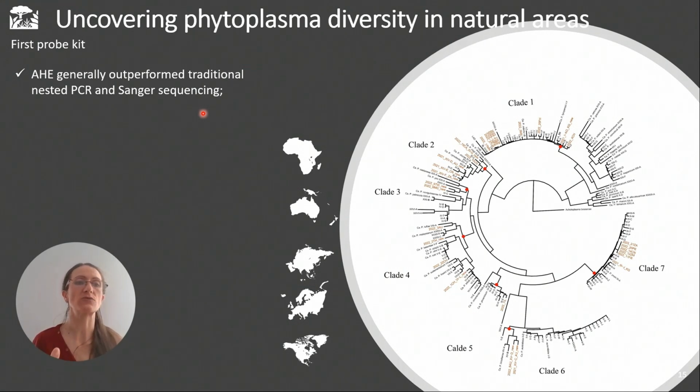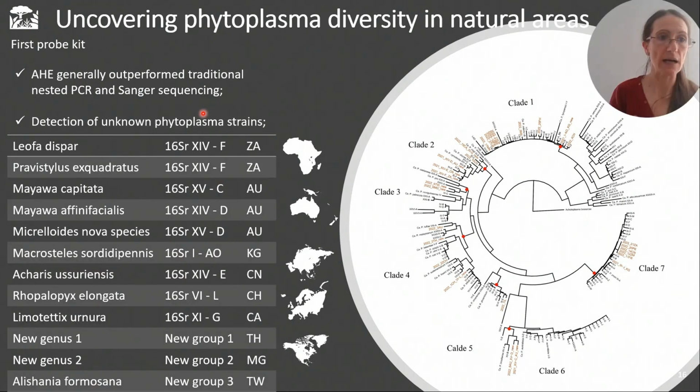Maybe the most important result from this pilot study was that HAE generally outperformed traditional nested PCR and Sanger sequencing. Another important result is that we recorded 3 new groups and 8 subgroups that were described and are listed in this table. And the new groups and subgroups were from all over the world: Zambia, Australia, Kyrgyzstan, China, Switzerland, United States, Thailand, Madagascar, and Taiwan.